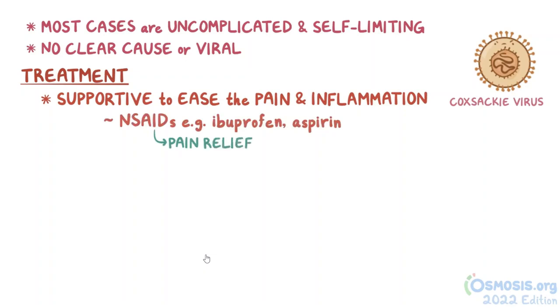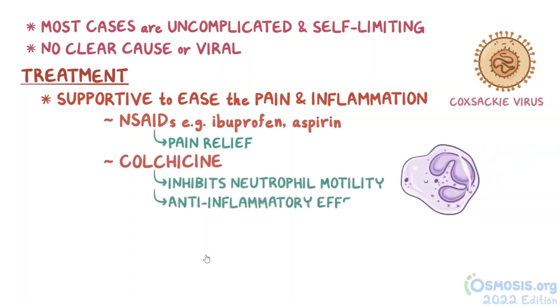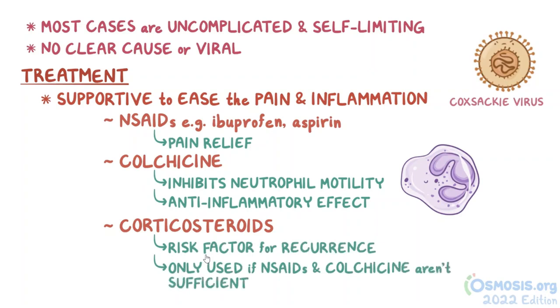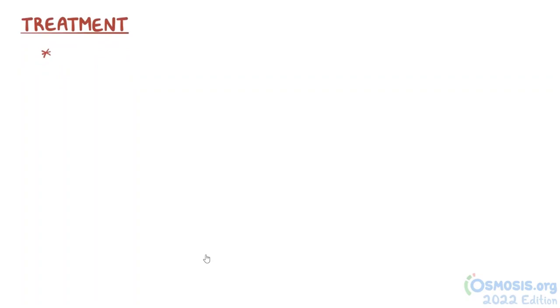If NSAIDs aren't enough, they can be combined with colchicine, which inhibits neutrophil motility and has an anti-inflammatory effect. In some cases of acute pericarditis, corticosteroids may be used to calm the inflammation, but the use of corticosteroids is a risk factor for recurrence, so they should only be used if NSAIDs and colchicine aren't sufficient. Finally, if there's an underlying cause for the pericarditis, then it should be treated.